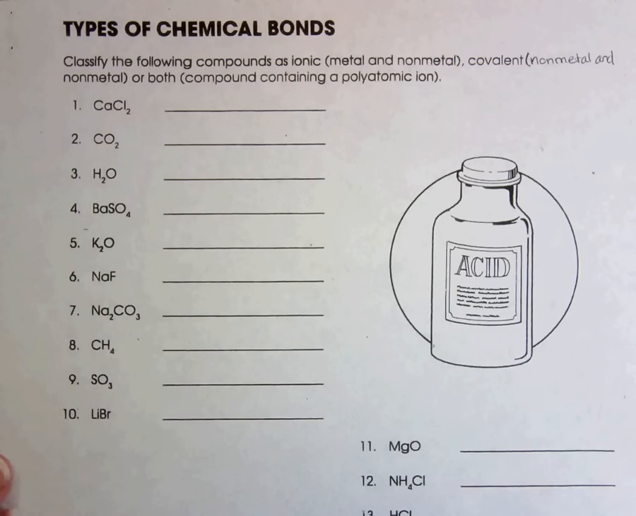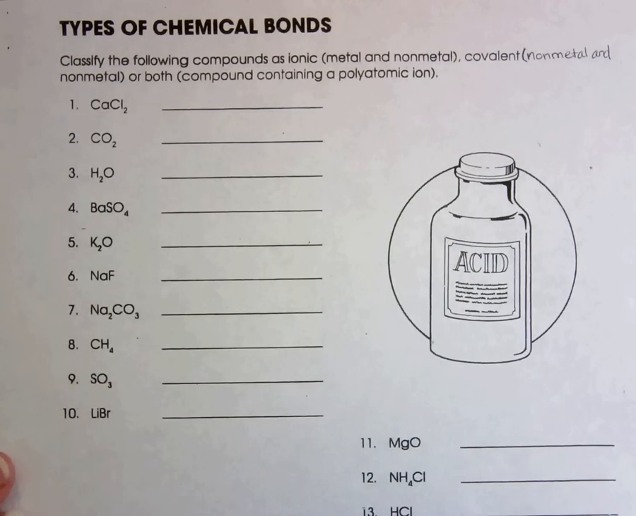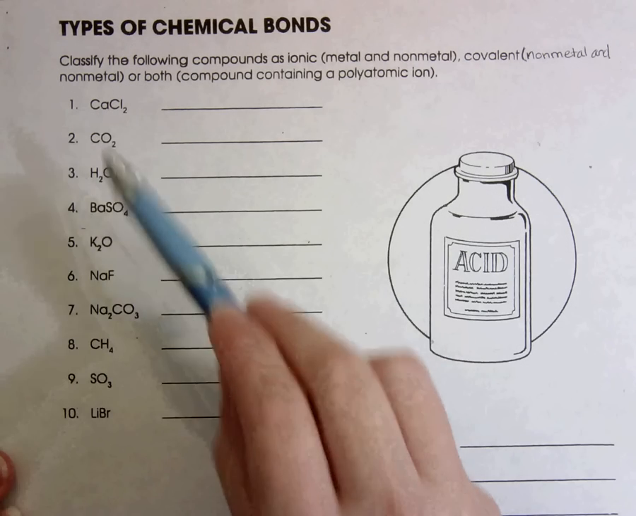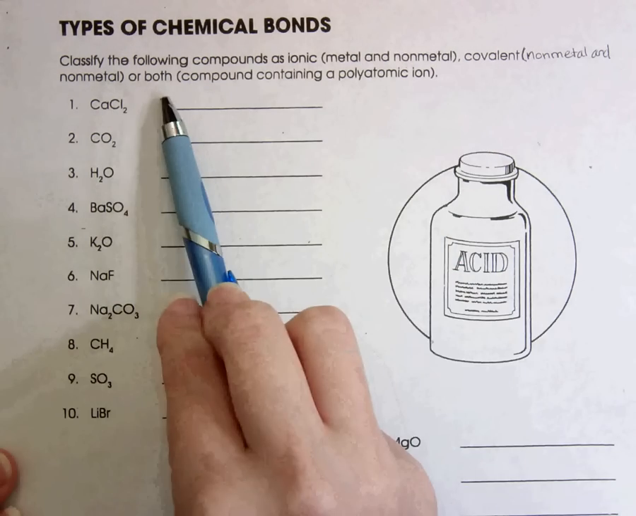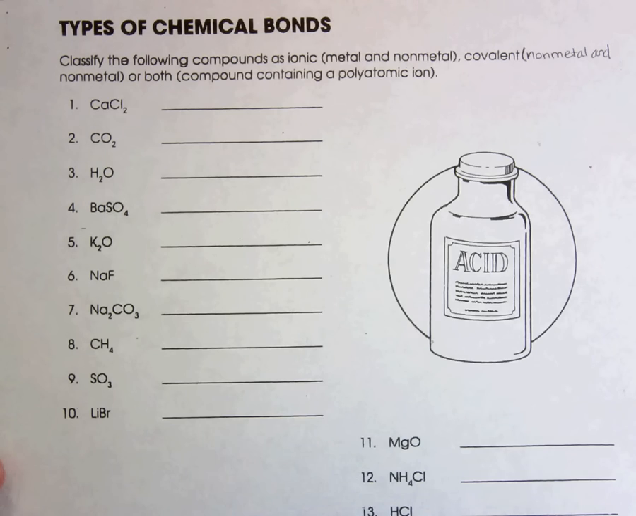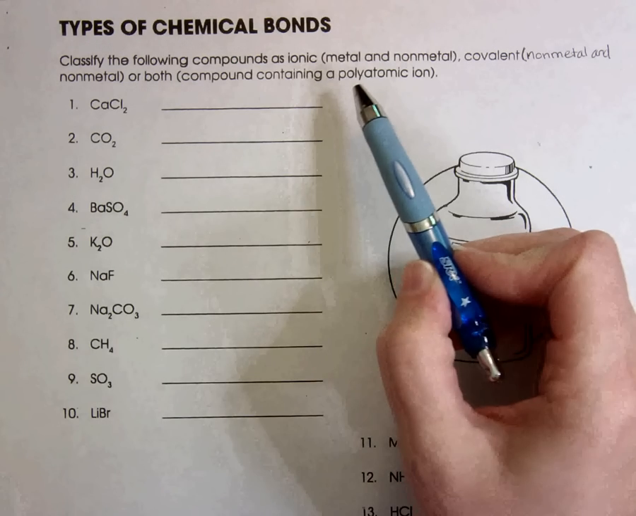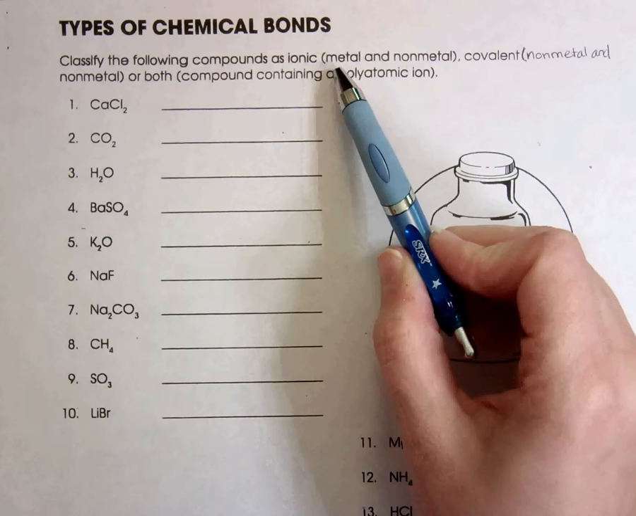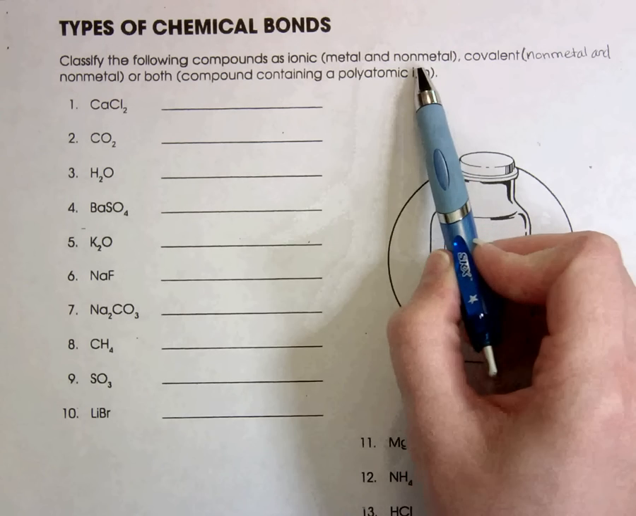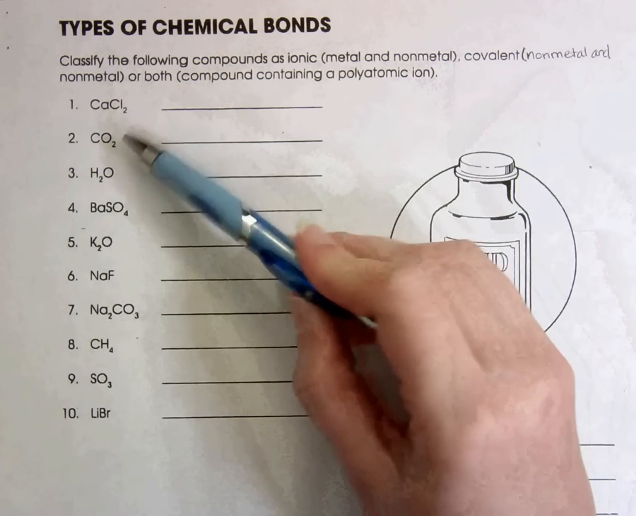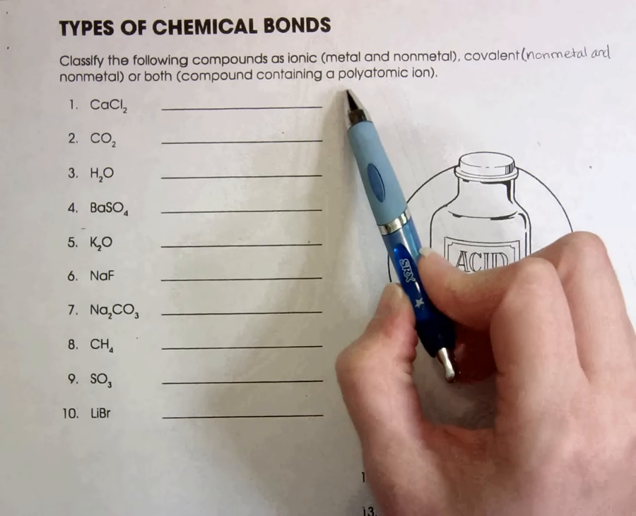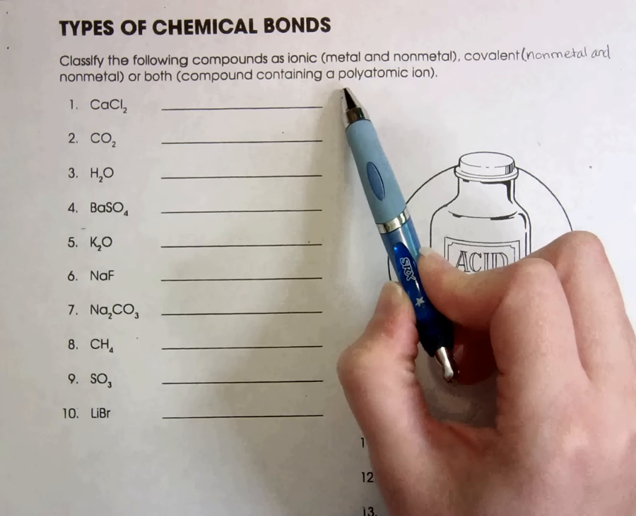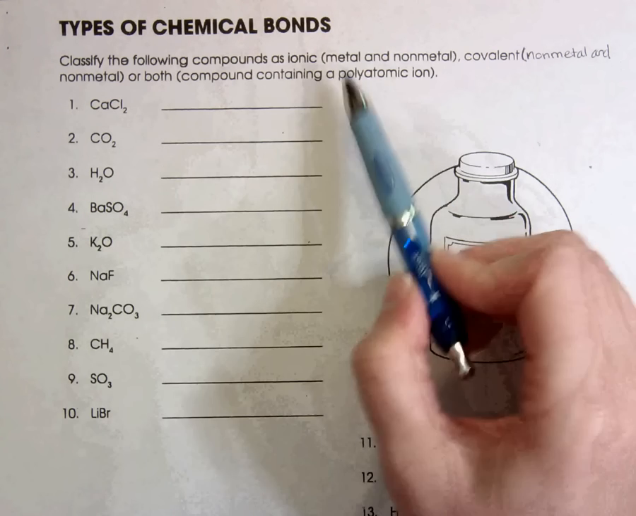Types of chemical bonds. You're going to label each of these compounds as either being an ionic bond, a covalent bond, or both. Now, in order to figure this out, all you have to do is go back to the periodic table and determine if your elements are a metal and a nonmetal and a nonmetal, or a compound containing a polyatomic ion. Now, this is really easy to figure out just because you're going to find some of these compounds have more than 2 elements.